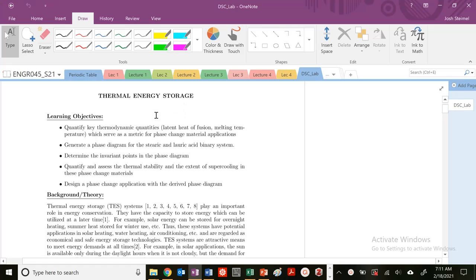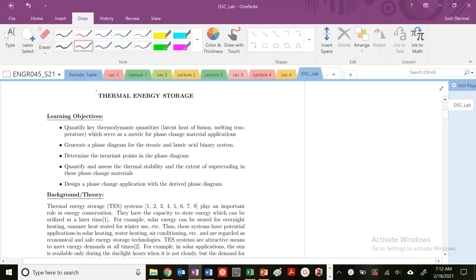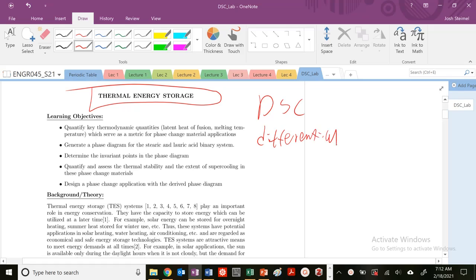Into and talk about our DSC lab, or our Thermal Storage Energy Lab, which is going to be discussing basically PCM materials. In this Thermal Energy Storage Lab, we are going to use a technique called DSC, which is differential scanning calorimetry, in order to perform this lab.